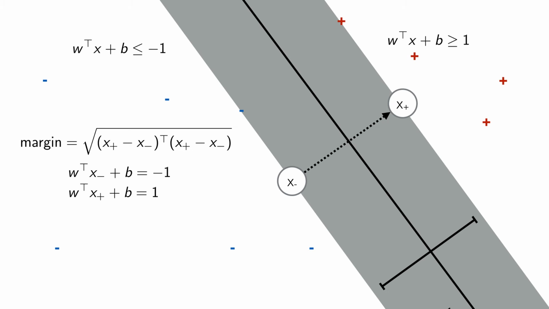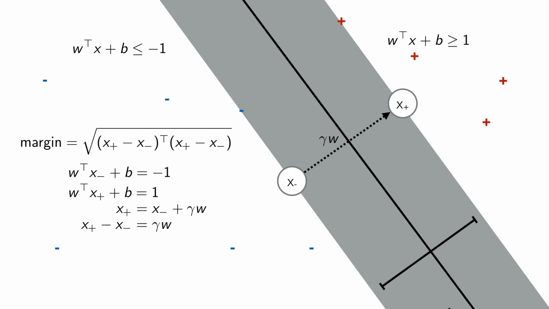And in order for them to be directly across the boundary from each other, the vector that separates the two, or the direction to get from one point x minus to x plus, is going to have to be at the same angle as w. So it's some scaling of w. So we'll call it gamma times w. And that gives us the equation that the vector x plus is equal to the vector x minus plus gamma times w. Or written another way, x plus minus x minus equals gamma w.